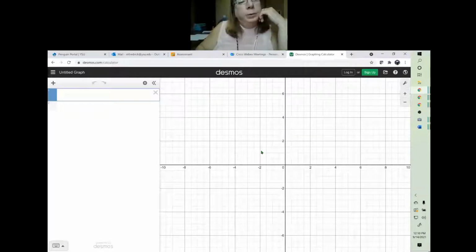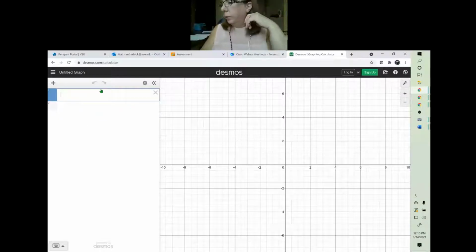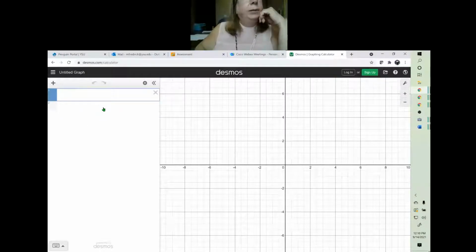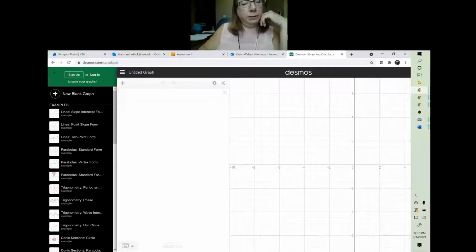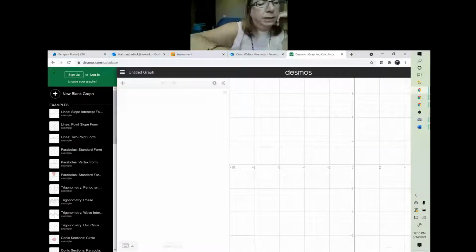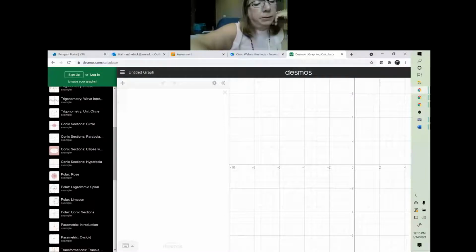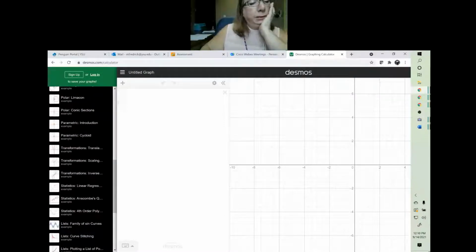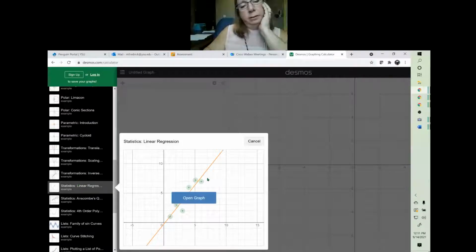Now, for graphing a straight line, you plug it in here, right on this line. But we're going to put the table in. So we want to go here, and you want to go down to statistics and then linear. So you just go down until you see this one right here, statistics linear regression. Notice it's showing the dots. Open the graph.